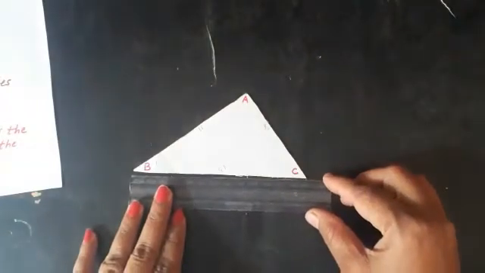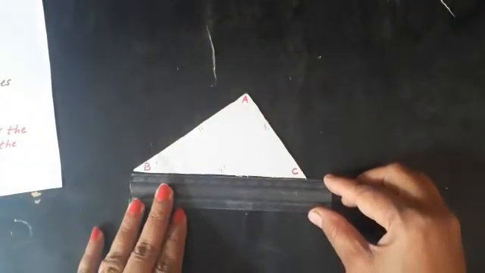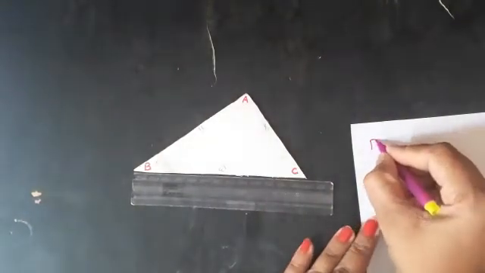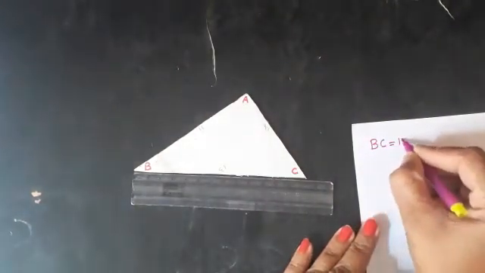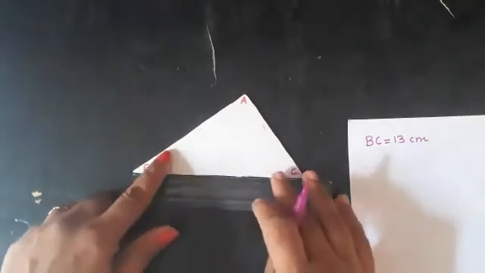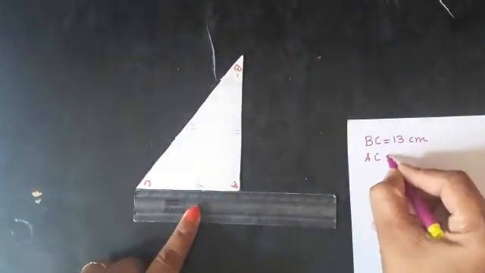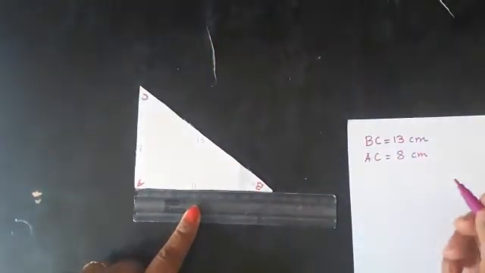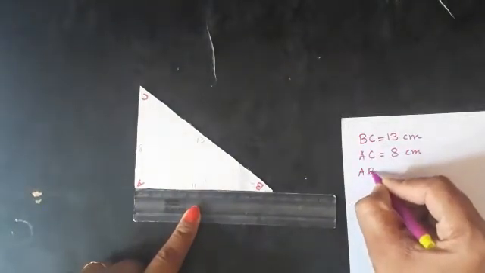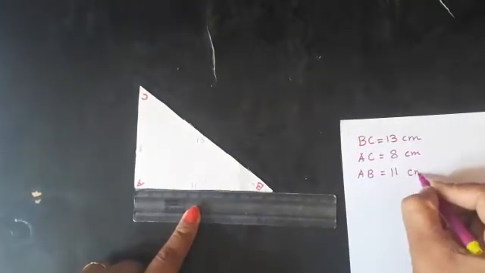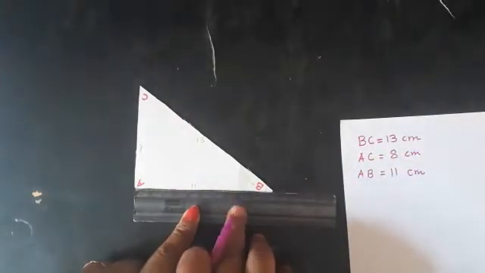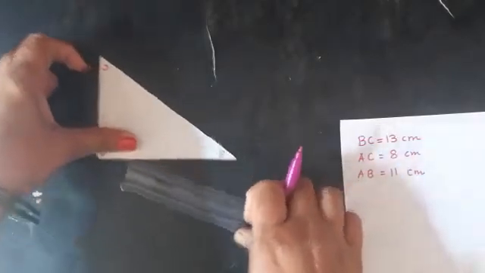So BC is approximately 13 centimeter. I am taking it as 13 centimeter. So BC is equal to 13 centimeter. Next side, AC is equal to 8 centimeter. BA or AB is equal to 11 centimeter. Now I have measured the lengths of the triangle. All three sides I have measured and the measurements are here.